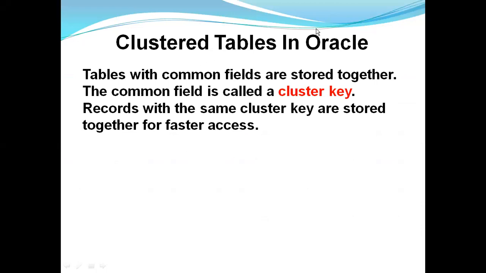So first thing you have to understand about the cluster. This was just an explanation. Now, tables with common fields are stored together. The common field is called a cluster key. We have seen that in our example, it was ID. The records with the same cluster key are stored together for faster access. Just now you can connect with the example we have been seeing.